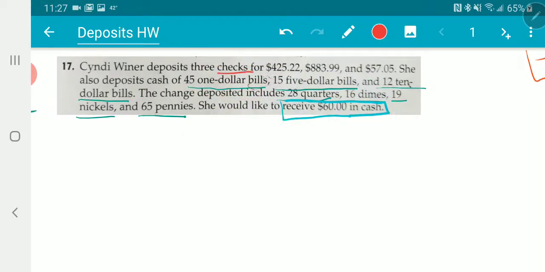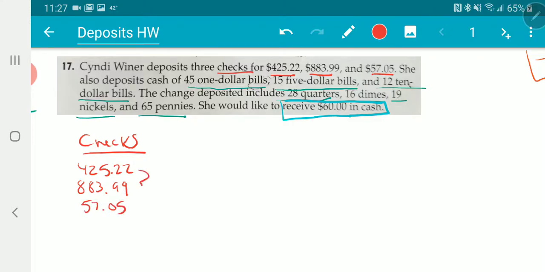Start up here with the checks. So my checks, I've got 3 of them. I'll keep track of those in this column. So 425.22, 883.99, and 57.05. So for my checks, let's add those up really quick. Toss those into the calculator. And it comes out to $1,366.26. That's total for the checks.